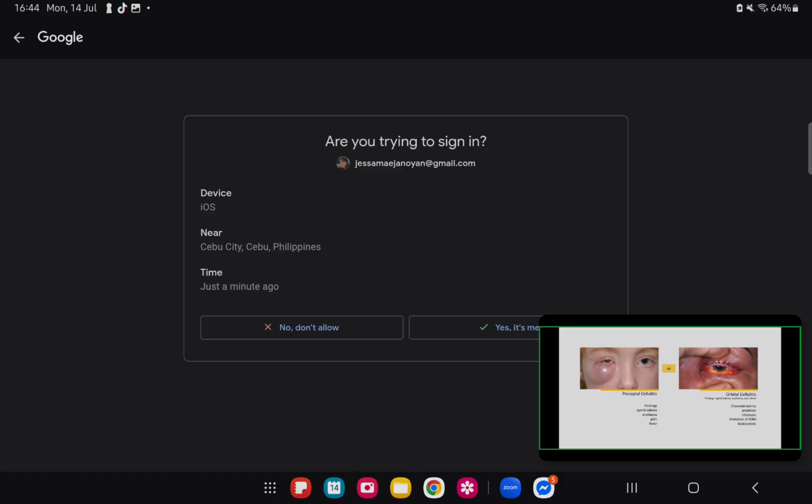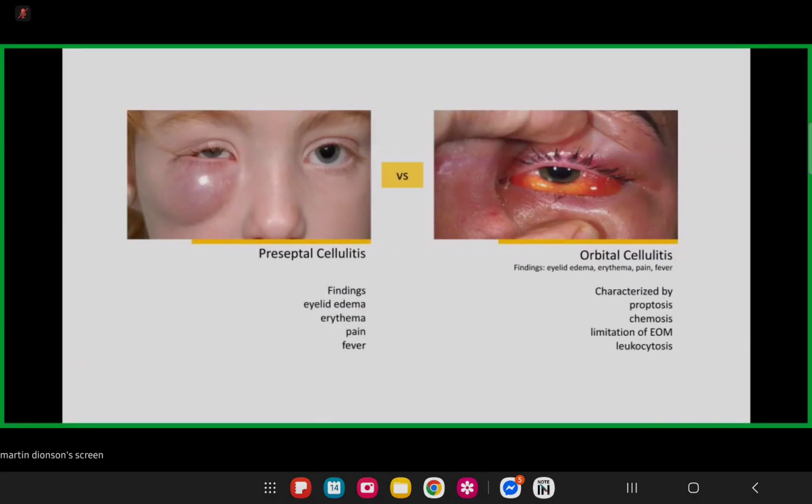If you look at both photos, it's clearly distinct. No? For preseptal, it's mainly involving your adnexa, the outer structures. But once the eye itself is involved, especially with conjunctival swelling or chemosis and decreased eye movements, then consider it as developed into an orbital cellulitis.